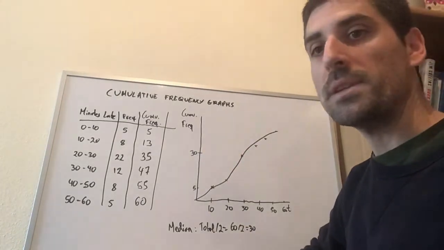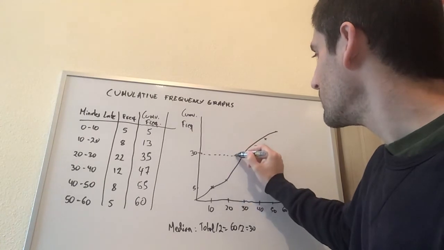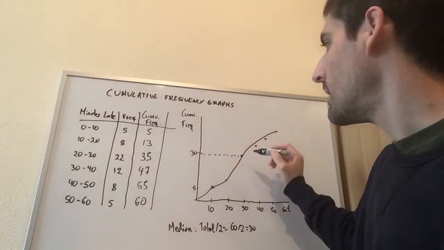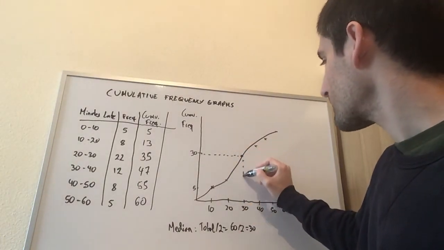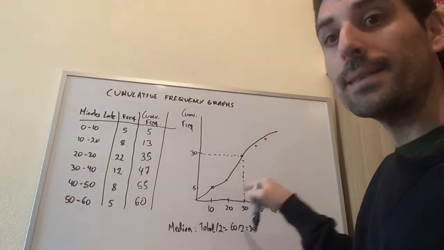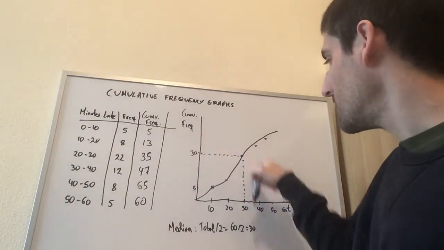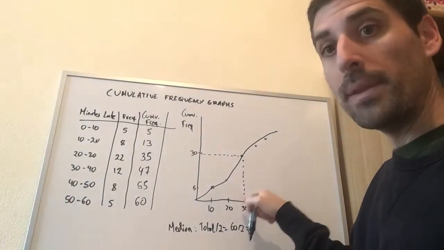And you need to show this in the exam. You need to show how you take your reading. So you go across to your cumulative frequency graph, and then you go down. And whatever reading you take from there, that is your median value, okay? Median point is 30, that is your median value.